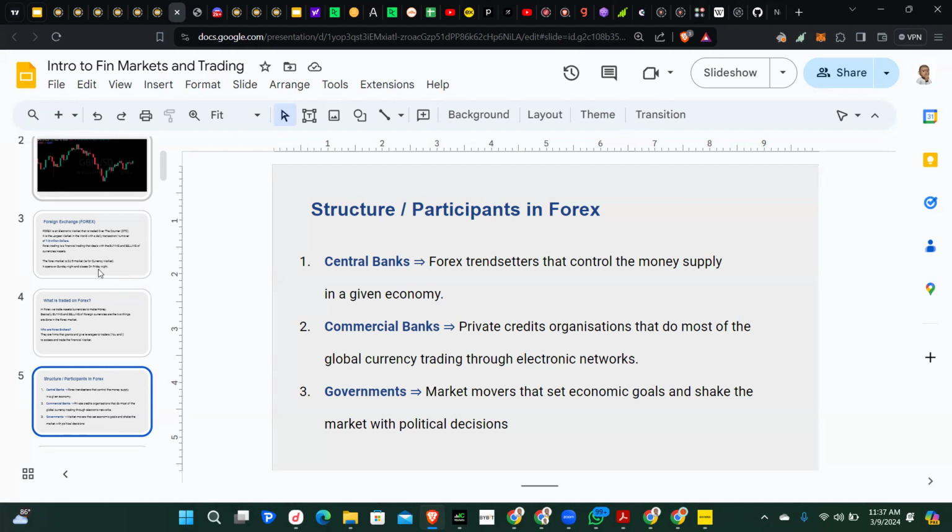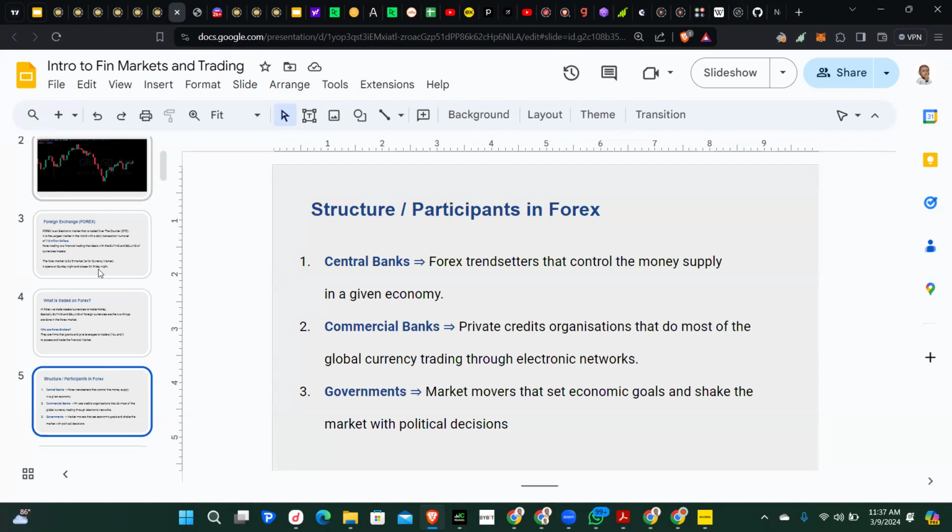Something like the Central Bank of the United States of America, London, Central Bank of Amsterdam, and the rest. So trading actually started in Amsterdam, but I don't want to go into history of how everything happened, but the whole idea of everything started back then in Amsterdam. Then we have the commercial banks. So these are the private credit organizations that do most of the global currency trading through electronic networks, you get.